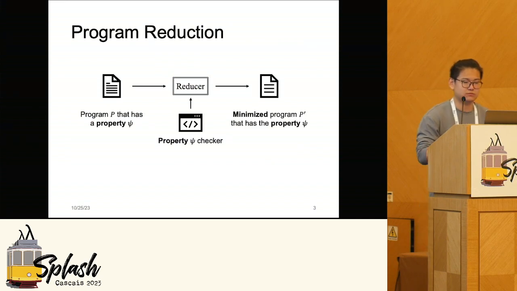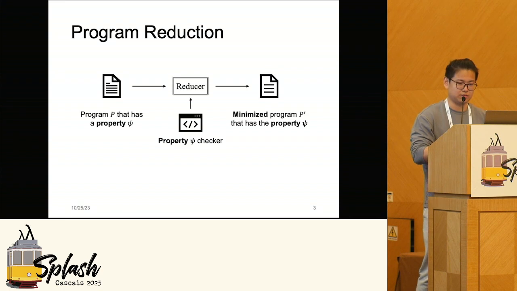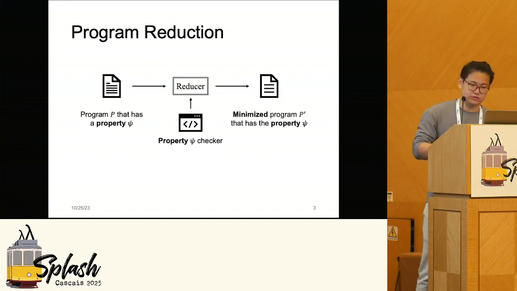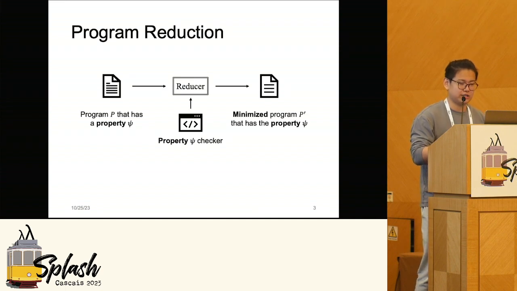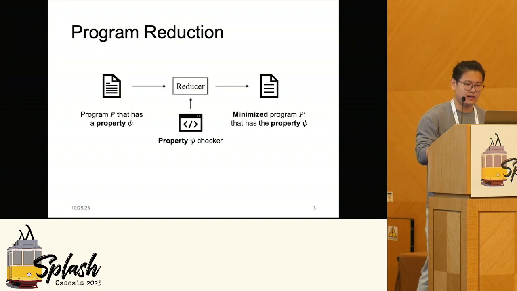And program reduction is a technique that can automatically minimize bug triggering programs. This figure shows the task of program reduction. As we can see, a program reducer will take two inputs. One is the program that has the property psi, and the other is a checker that can check whether a program has a specific property. And then the reducer will finally output a minimized program, which still has the property.